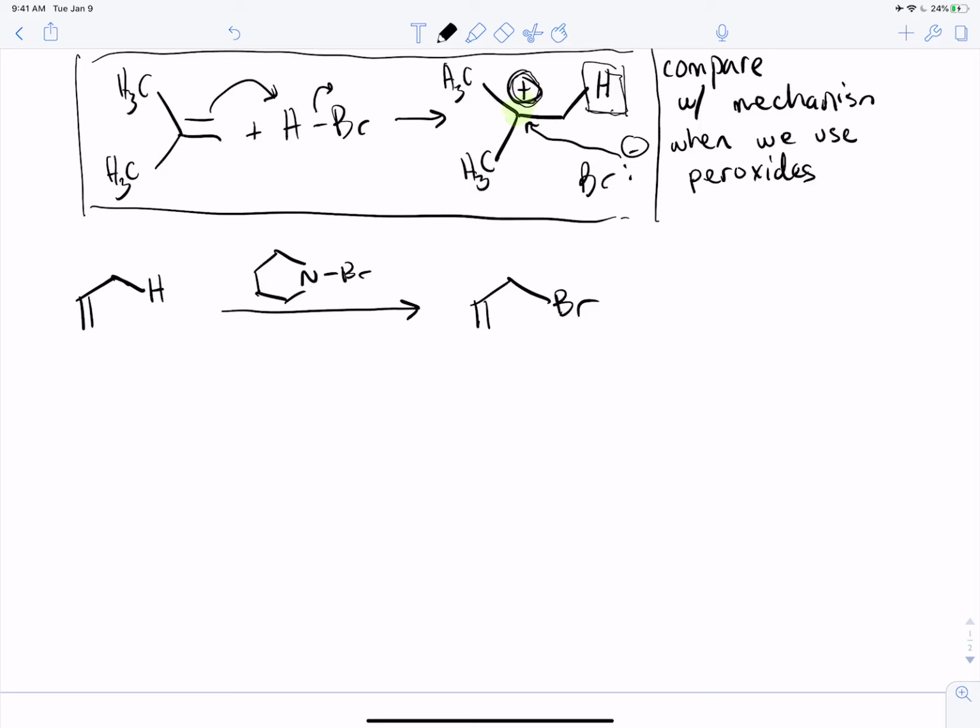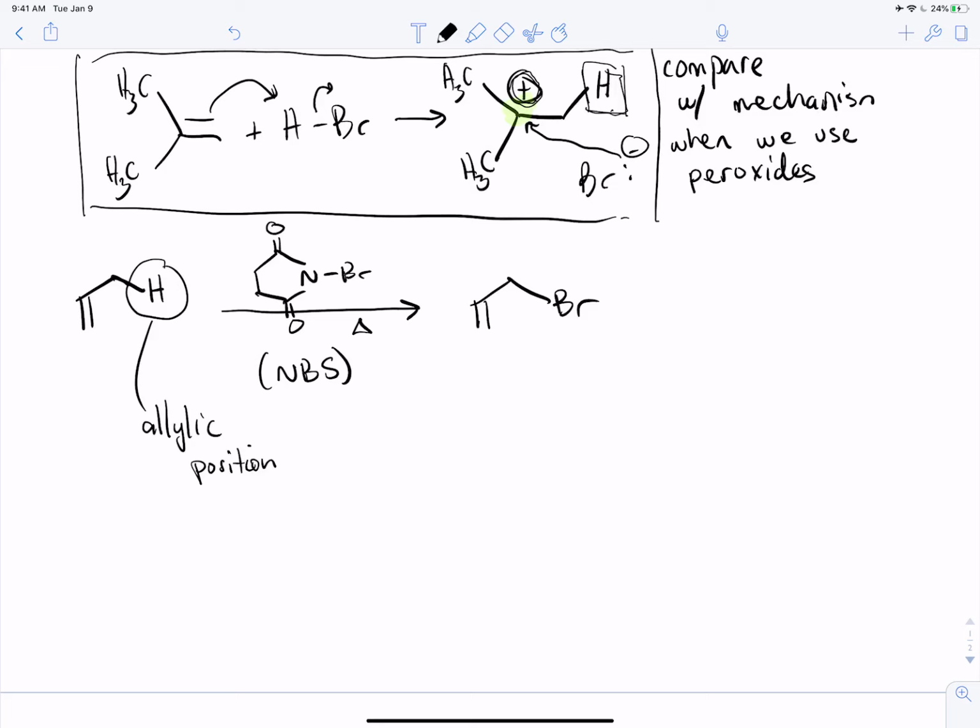Sometimes you'll see it drawn out entirely, and other times you'll see it just written as NBS. So if you take NBS and you heat this reaction up, what you get out of it is substitution at the allylic position. So the allylic position is here. The allylic position is once removed from the double bond.